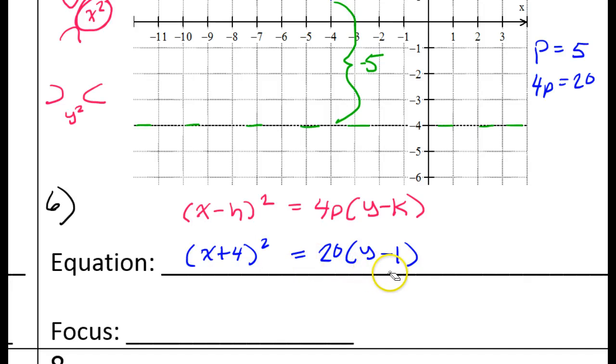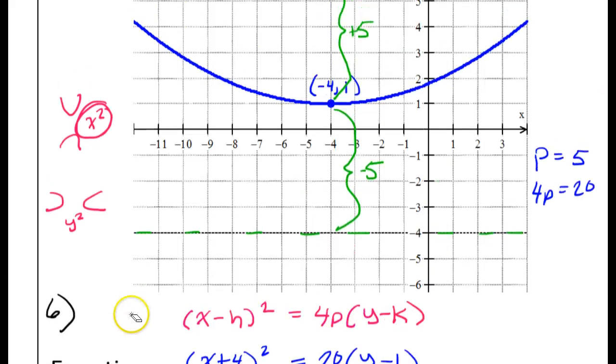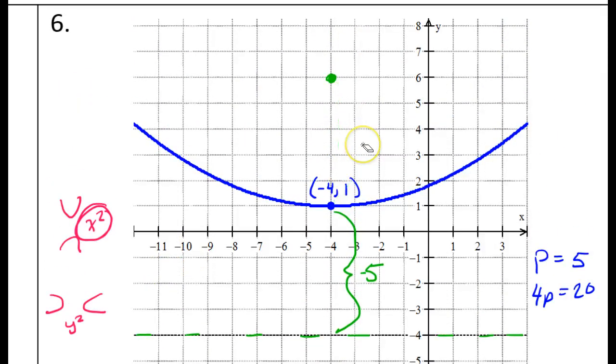Anyway, this is the standard form equation. We're done. They asked us for one additional thing, the coordinates of the focus. So I don't need this right now. The coordinates of the focus are -4, 6.